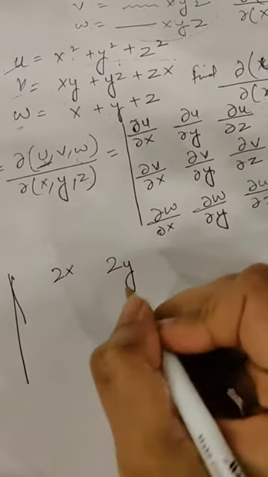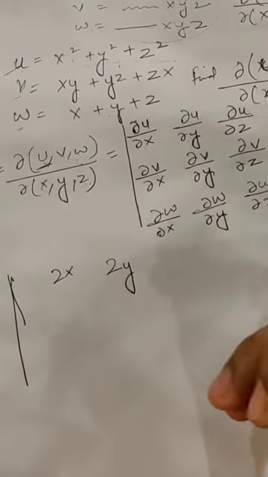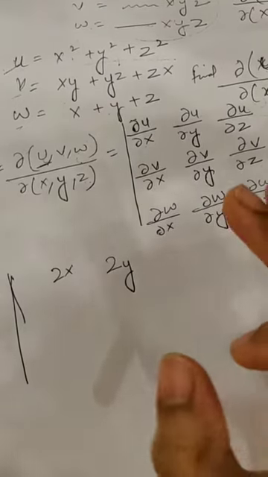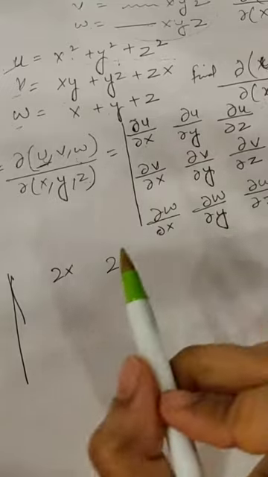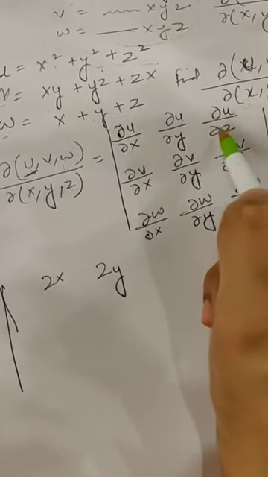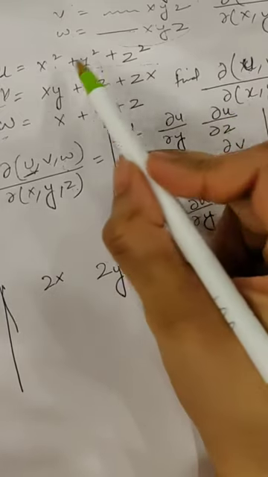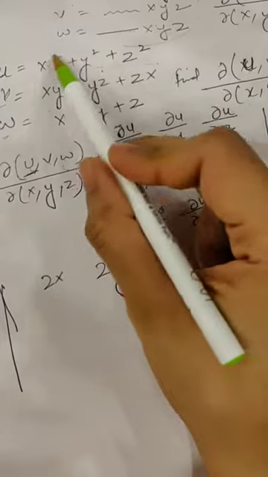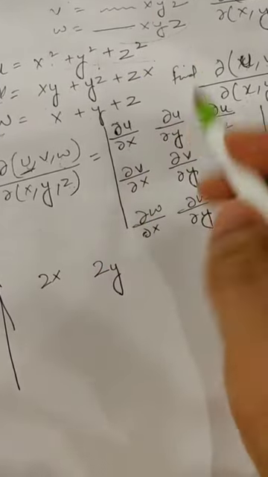In case you do not know how to do partial differentiation, that will be a separate class, but for the demo purpose I'll just explain how to take out the Jacobian. Then again, dou u by dou z. Differentiating with respect to z, these two terms become 0 and the answer becomes 2z.